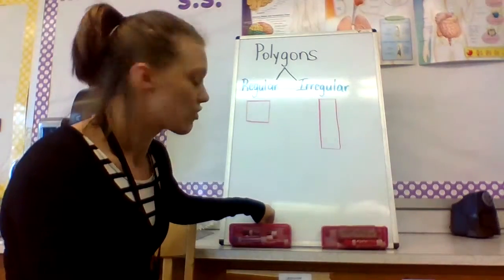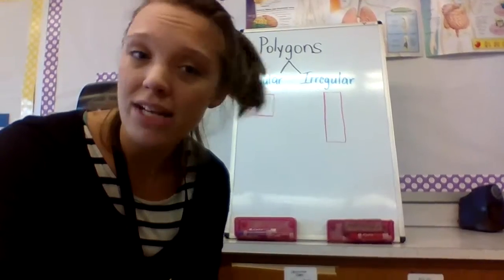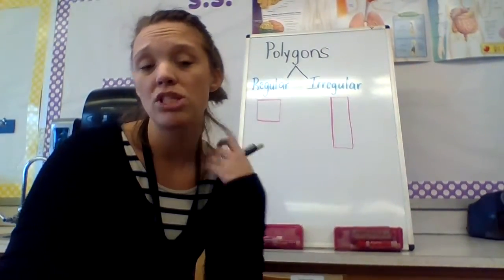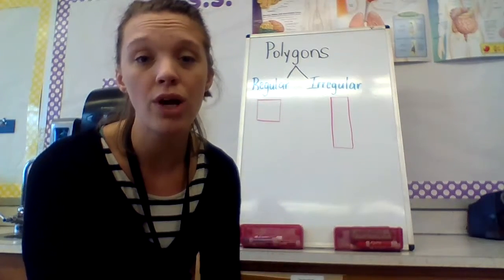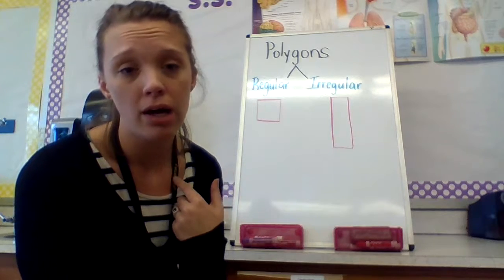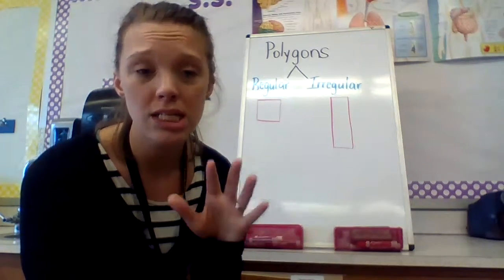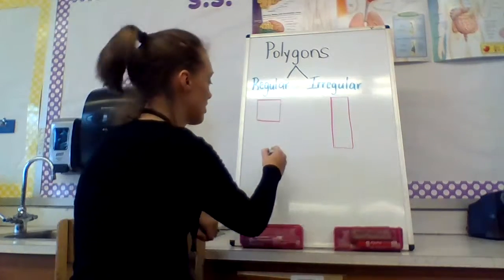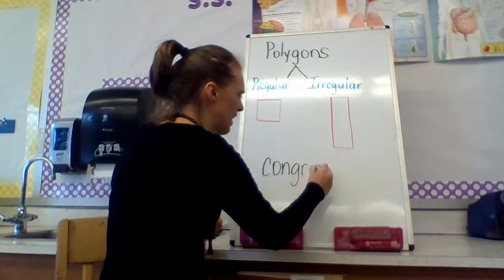So we'll first just look at polygons. Polygons is just a more fancy schmancy way of saying shapes. So we can put those into two different categories. We can have a regular polygon or an irregular polygon. Now, a regular polygon means that all the sides are congruent. Now, congruent is just a fancy way of saying equal.